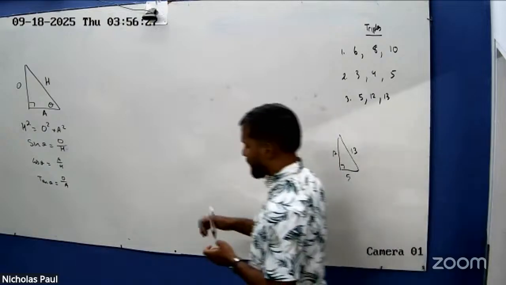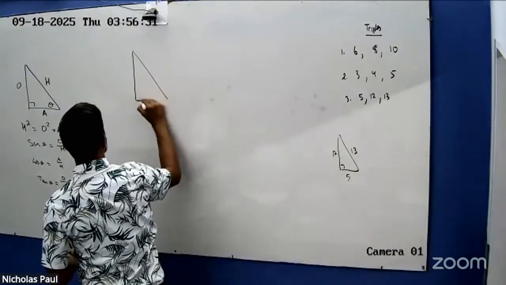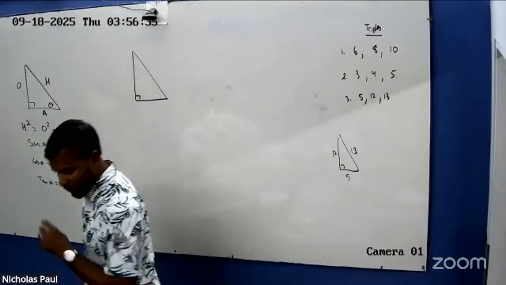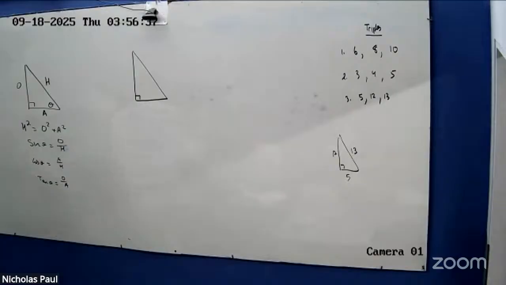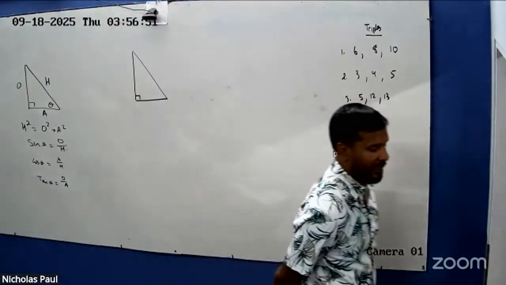Right, so I wanted you to draw the right angle triangle with the info I gave you. What type of triangle is that? Isosceles, very good. Isosceles, so you're going to have two equal sides.